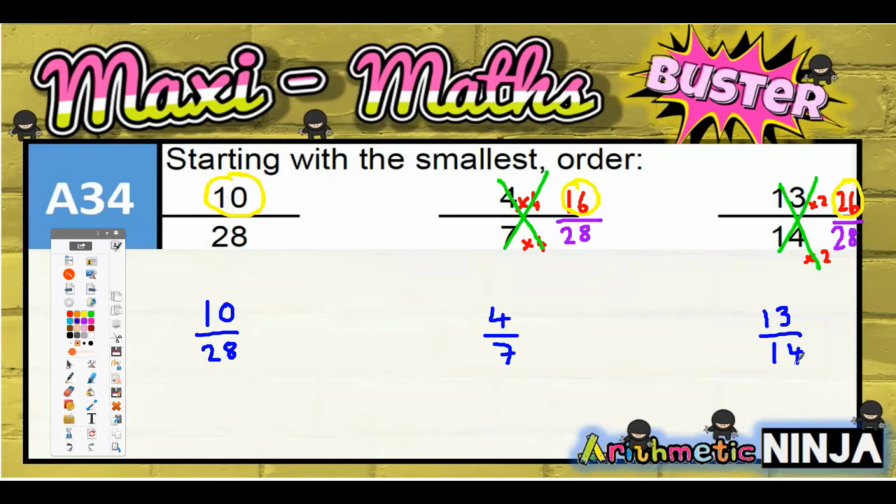So the weird thing about this question is that they were actually in the correct order to begin with, but that only becomes obvious when you have a common denominator. Final answer, 10/28 smallest, 4/7 in the middle, 13/14 the biggest.